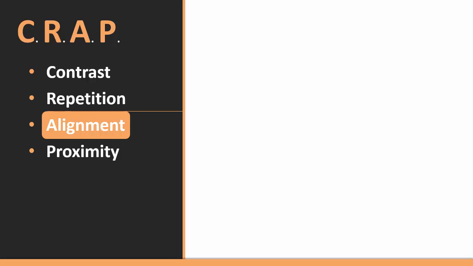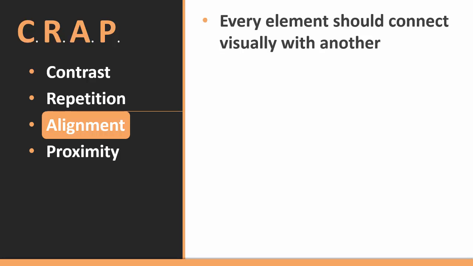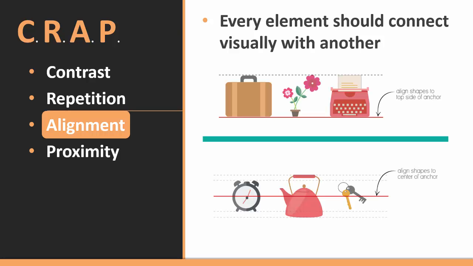Okay, let's move on to alignment. Here's what the principle says. Every element should connect visually with another. Now, don't be misled. We're not necessarily drawing lines between all these different objects. Many times these lines are completely invisible. Here's what we mean. The whole point behind this is that nothing on the design is placed arbitrarily. And we're not trying to create symmetry here. We're trying to create balance. So let's take a look at some examples here and you'll see what I mean.